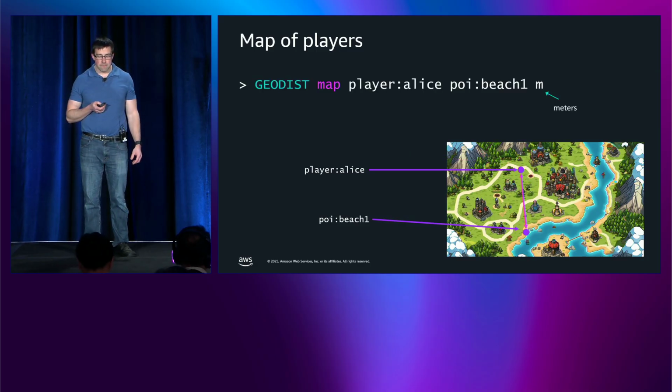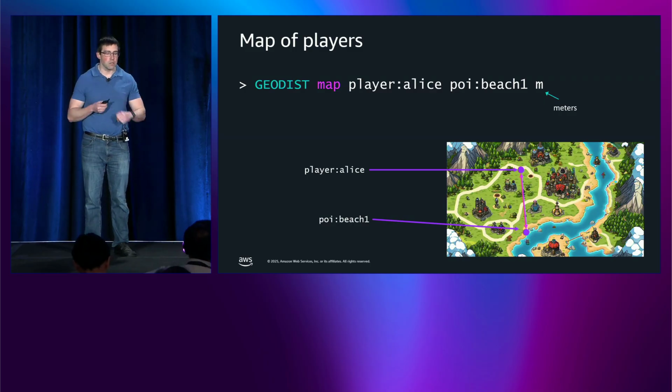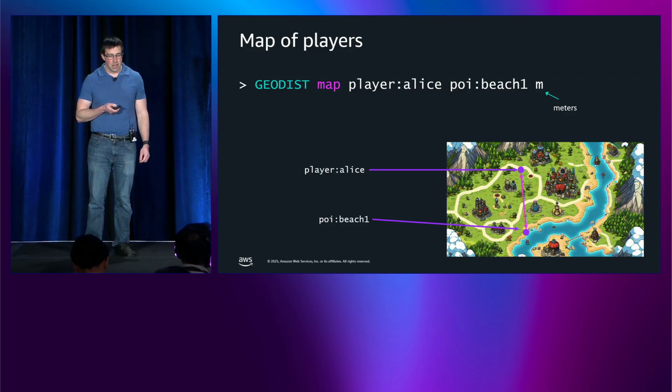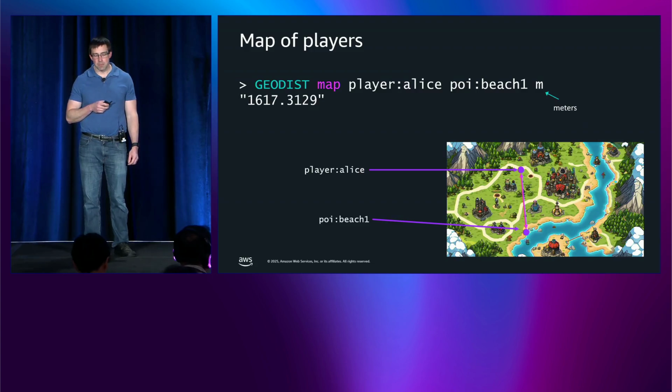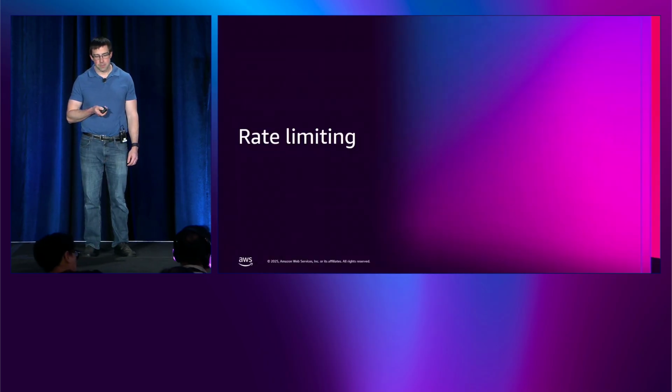You can then use it to filter further, so that you can query the distance between any 2 points in that as well, and get it back in a number of different units. So say we want to see the distance between Alice and Beach 1 in meters, and get back that it's about 1,600 meters between them. So you can use it to further filter the results of the radius if you want to do things like bounding boxes.